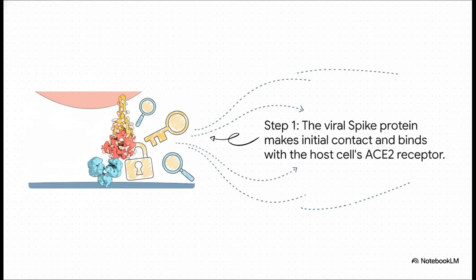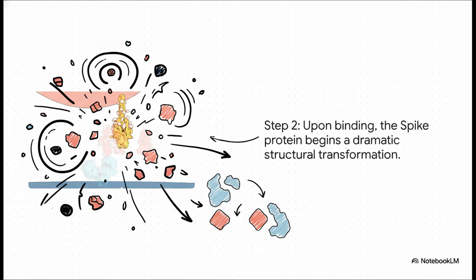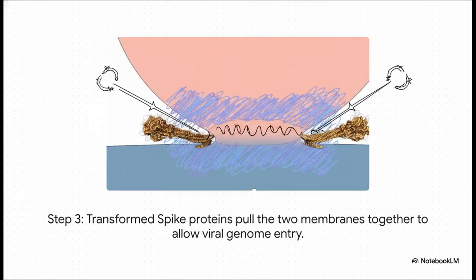The key is in the lock. That binding event is the trigger. It kicks off an irreversible and incredibly dramatic change in the protein's conformation. It sheds part of its structure and begins to refold into a completely new shape, getting ready to execute the final part of the invasion.